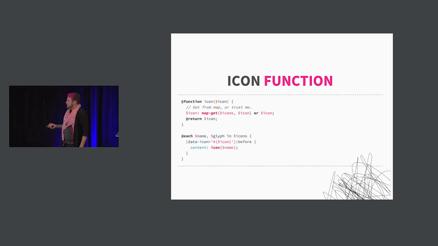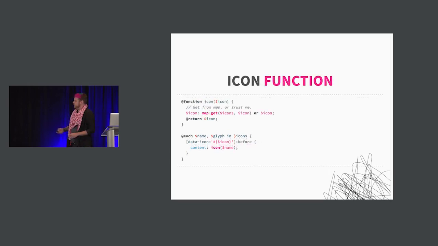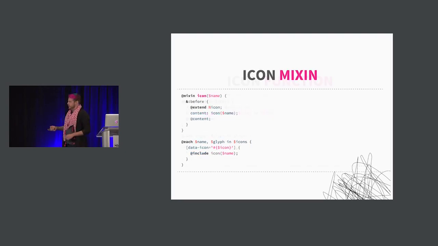So here's a little function to help us clean it up even a little bit more. The function just takes a name of an icon, does the map get, and returns the glyph. So then we add that. You can see the change in our loop. Instead of map get icon's name, we just call our function, and we get it back. Okay, so that's a little bit simpler.